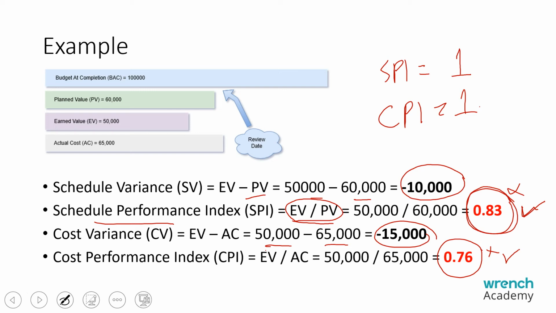So we discussed plan value, earned value, actual cost, schedule variance, schedule performance index, cost variance, and the cost performance index, and what each indicates. Let us proceed.